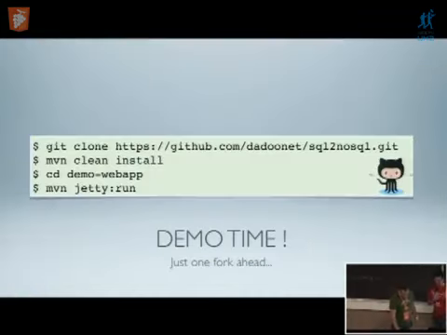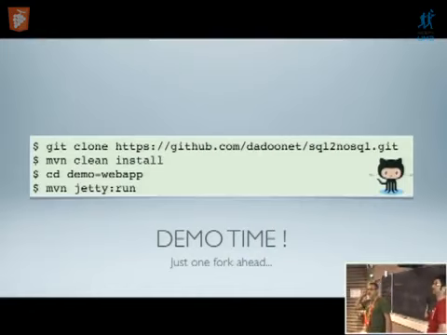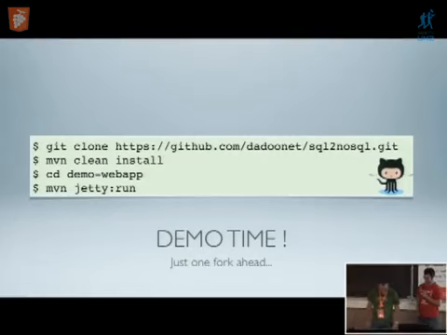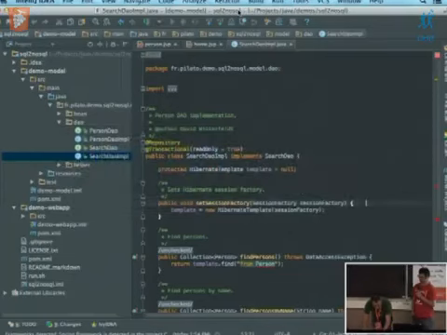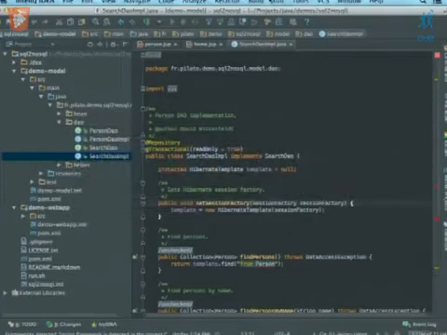Okay, so let's code now. Demo time. You can find all the demo on GitHub. You just have to fork that project and follow the README instructions. Basically we use Maven, since we are from Java, and we just have to run a Jetty. First we are going to show you the legacy code. I hope that you will understand the stuff.